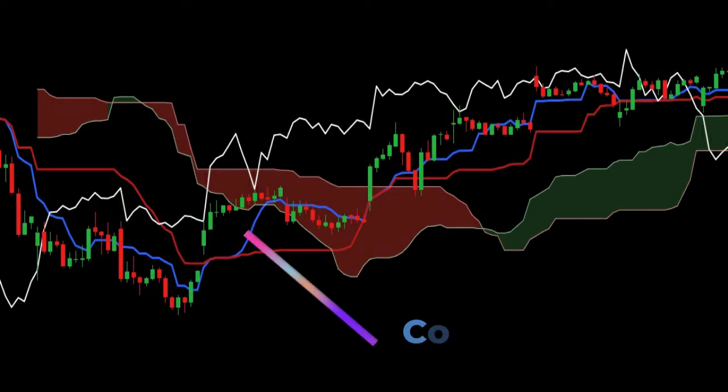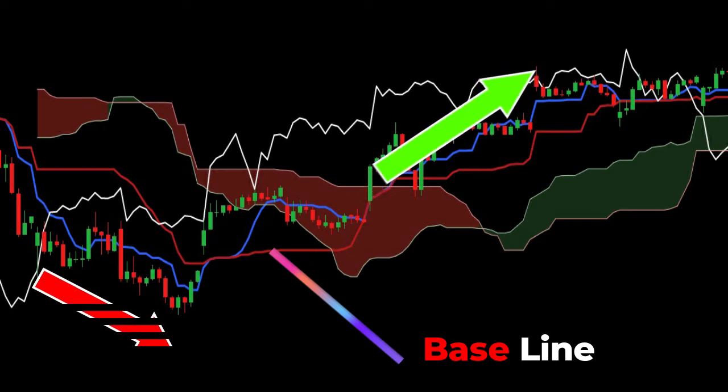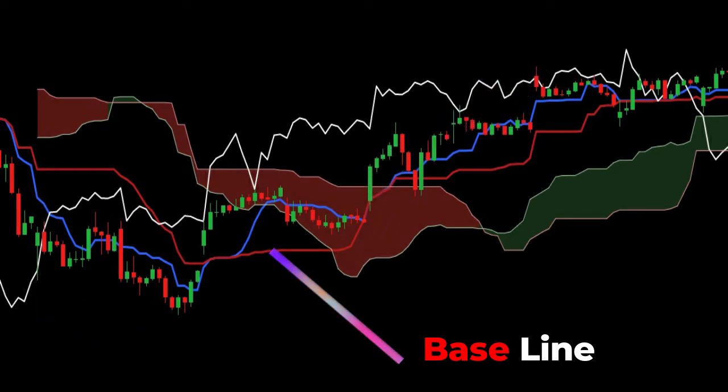First, conversion line. This line represents support and resistance levels, and is the signal line for price reversal. It is also referred to as a turning line. Moving down or upwards, this line indicates the direction of the market's trend. Second, baseline. This line indicates the future price movement of the market. If the price is above the baseline, it has the potential to move up further. If the price is below this line, it may keep falling.